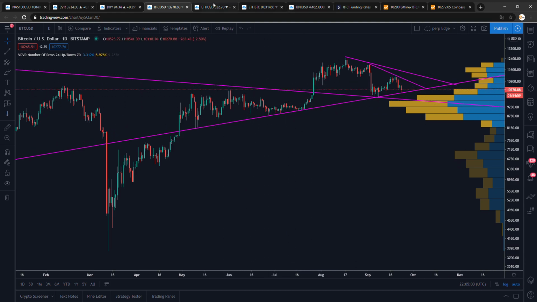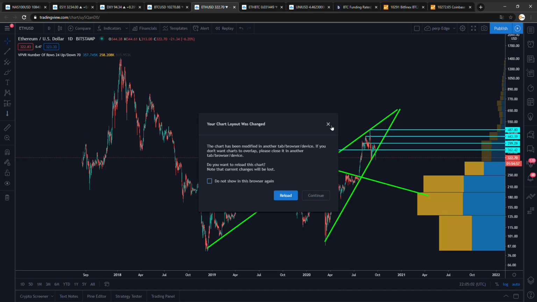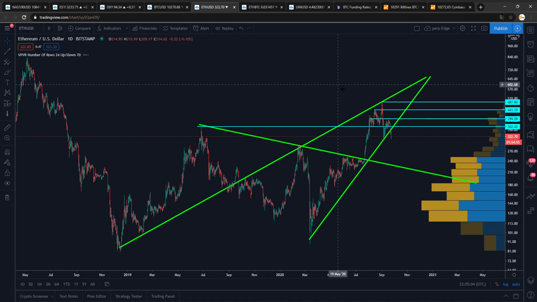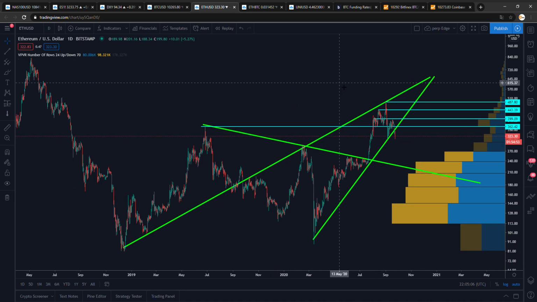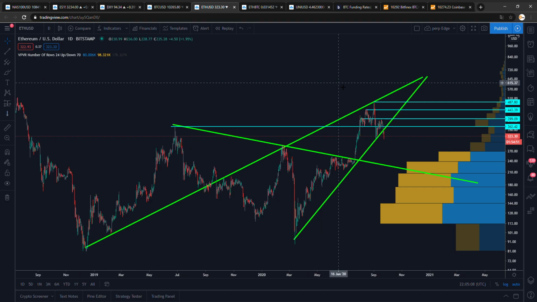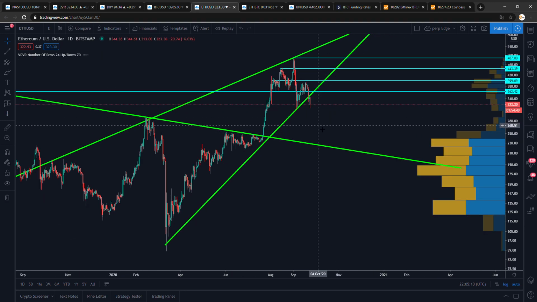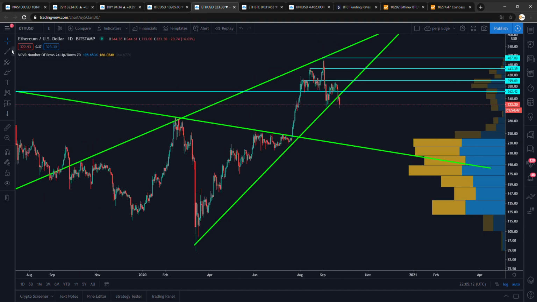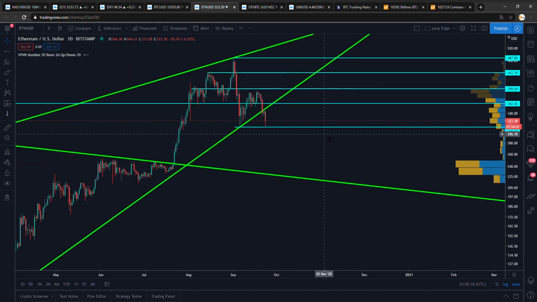But now we have dollar strength. Ethereum, I mean, if Bitcoin is doing bad, Ethereum is doing worse. Not much to say about it. Ethereum right now is horizontally on a very important level. They're at this level. I wouldn't like them to make new lows.